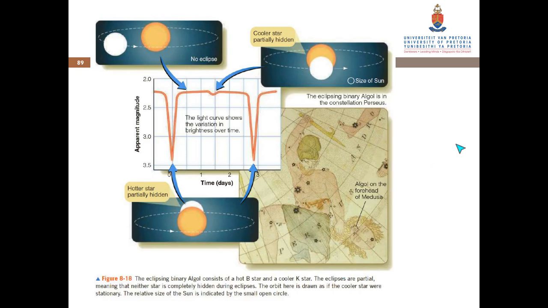The eclipsing binary Algol consists of a hot B star and a cooler K star. The eclipses are partial, meaning that neither star is completely hidden during eclipses. The orbit here is drawn as if the cooler star were stationary. The size of the Sun is indicated by the small open circle.